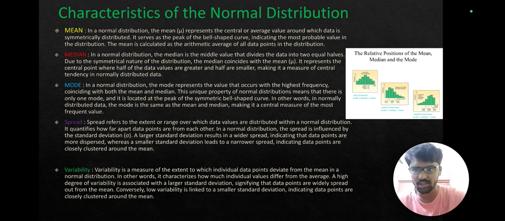Variability is a measure of the extent to which individual data points deviate from the mean in a normal distribution. In other words, it characterizes how individual values differ from the average. A high degree of variability is associated with a large standard deviation, which signifies the data points are widely spread out from the mean. Conversely, low variability is linked to a small standard deviation, indicating the data points are closely clustered around the mean.